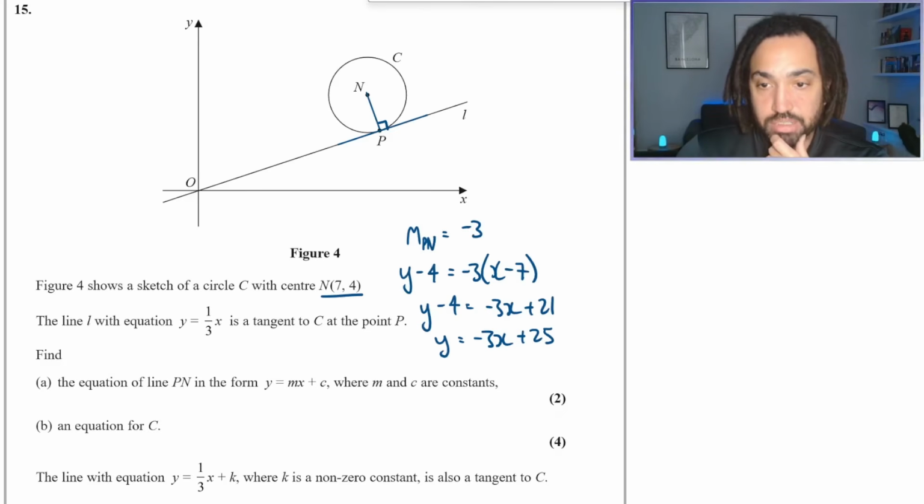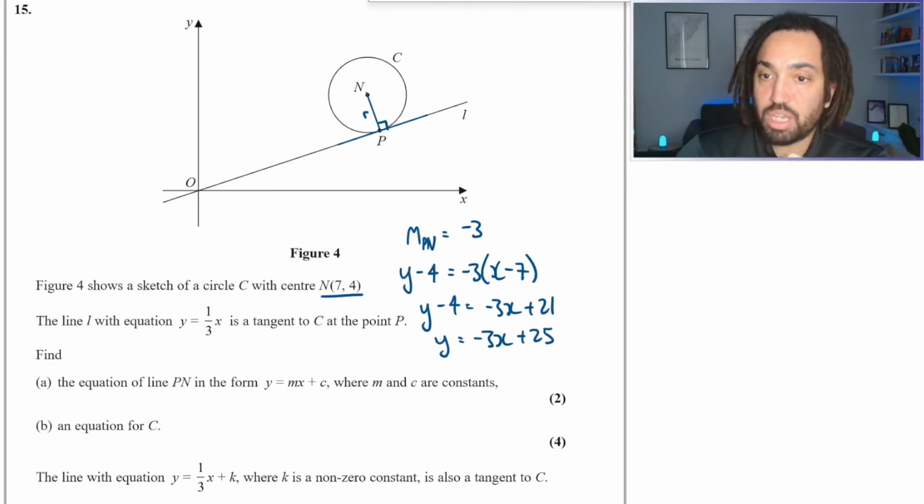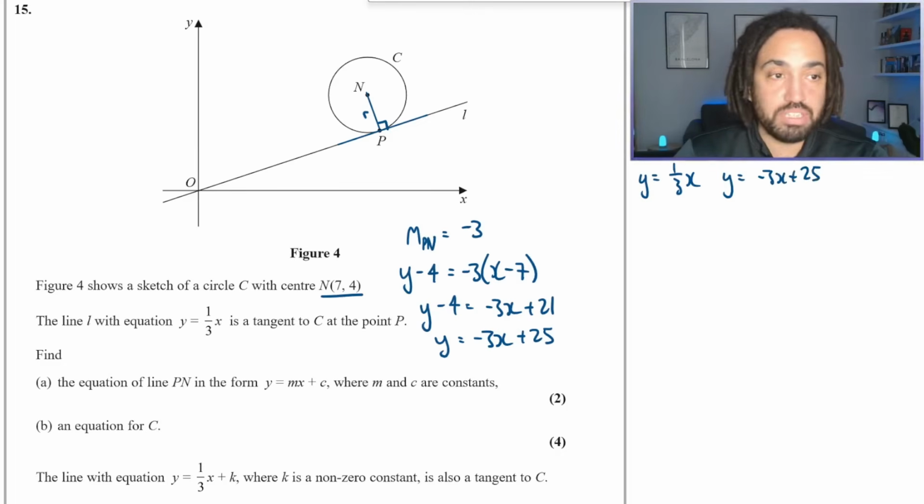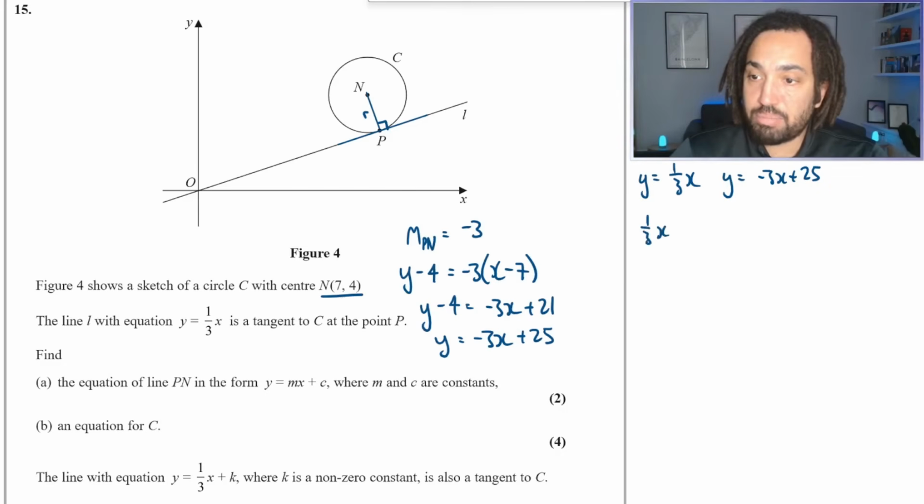Now an equation for C. So I know the centre, and I can work out the radius R if I knew what P was, because I know what N is. And I can work out what P is because it's the intersection of two lines which I know the equations of. So let's do that then. Let's set the two equations, y is equal to a third x and y is equal to minus 3x plus 25. Let's solve these simultaneously. And we can do that by setting them equal to each other, because they're both equal to y.